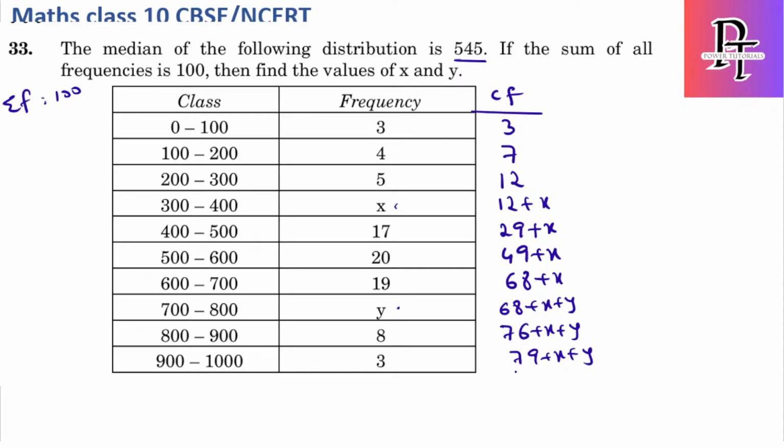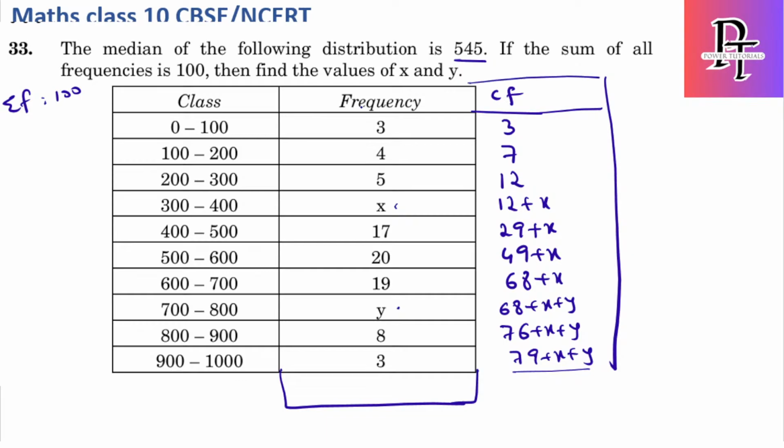You can also cross check whether the last value is correct or wrong by simply adding all these values. 3 plus 4 is 7, 7 plus 5 is 12, 12 plus x, 29 plus x, 49 plus x, 68 plus x, 68 plus x plus y. 68 plus 8 is 76 plus x plus y, 76 plus x plus y plus 3, so 79 plus x plus y. Hence our calculations are proper, that is the CF details.